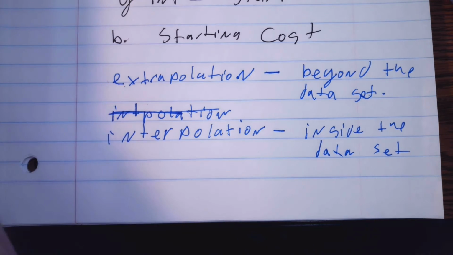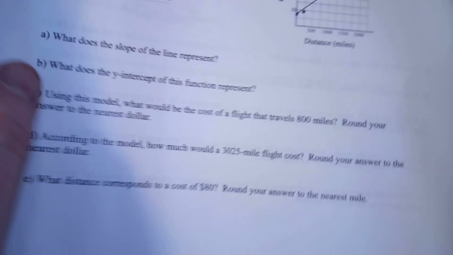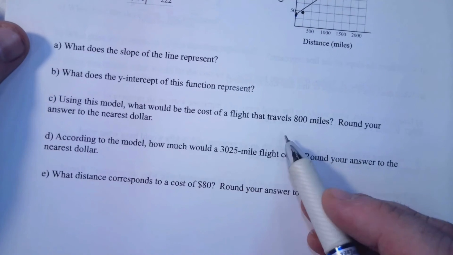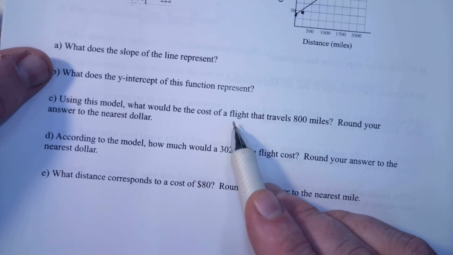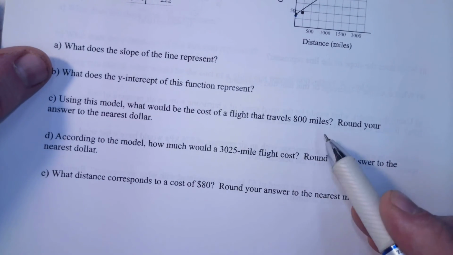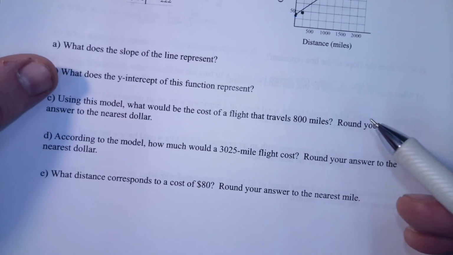So let's look at our set here. And yes, I realize this takes a little bit longer to explain. That's why I'm working with you. Okay, so using this model, we're going to extrapolate. What would be the cost of the flight that travels 800 miles? Round your answer to the nearest dollar.